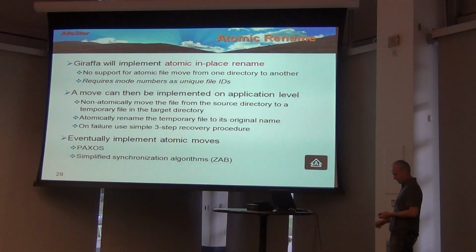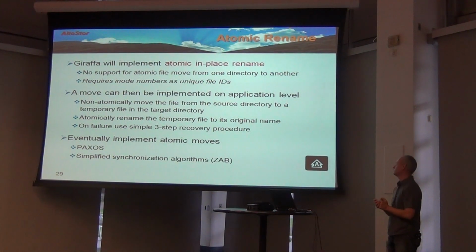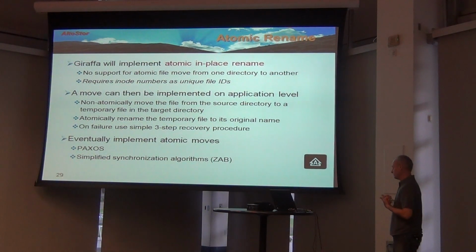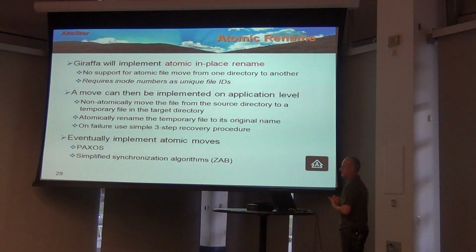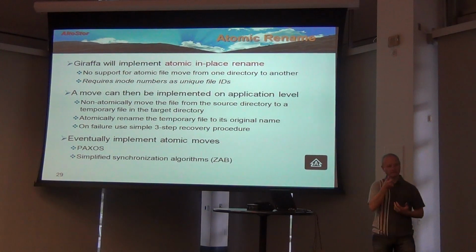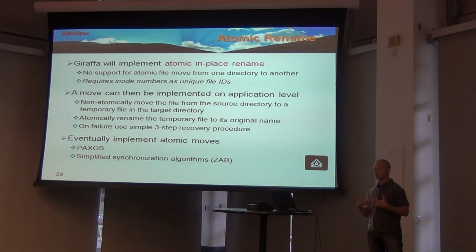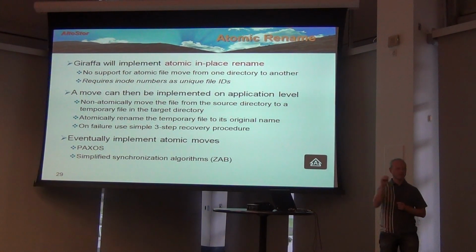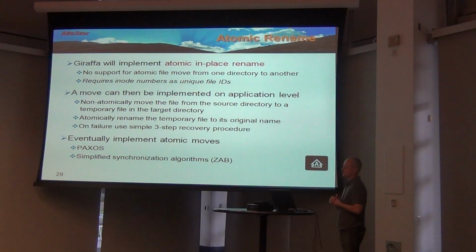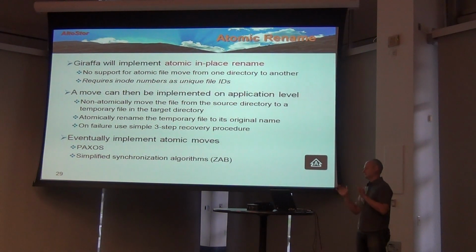I'll stop for a moment on atomic renaming, because it's an important problem generally in distributed computing. So we plan to implement atomic in-place rename, which is changing the local name of the file. But we will not support the move of the file, which is the standard POSIX rename. Instead, the move can be handled on the application layer, and there is a simple procedure.